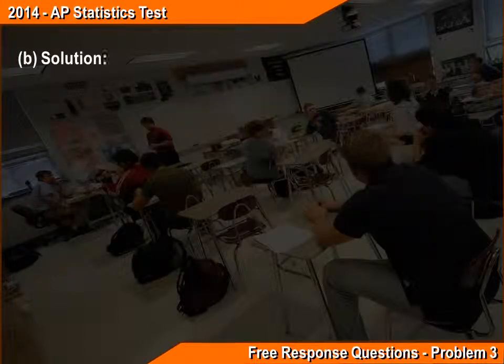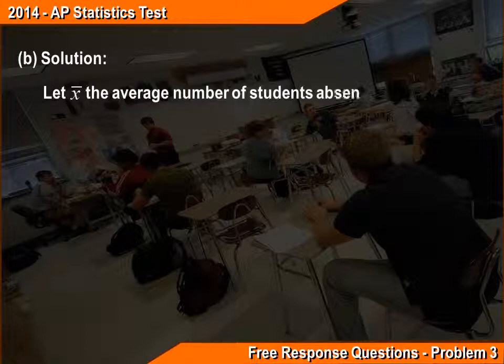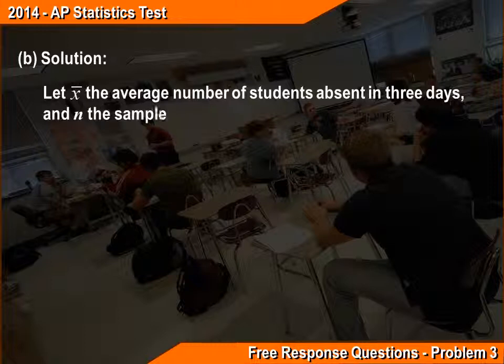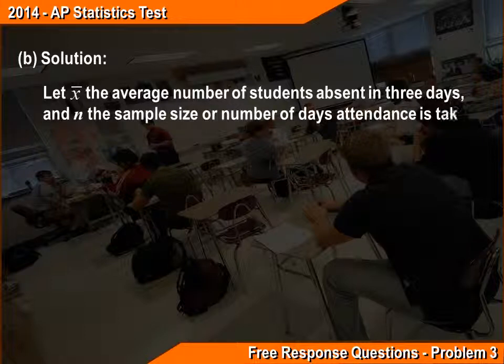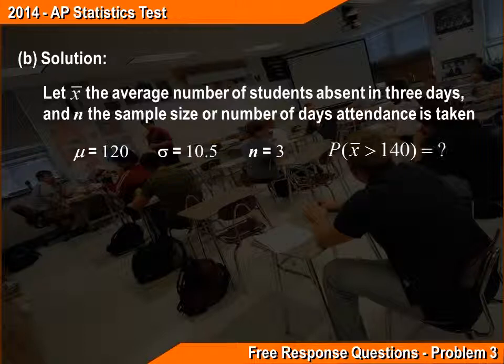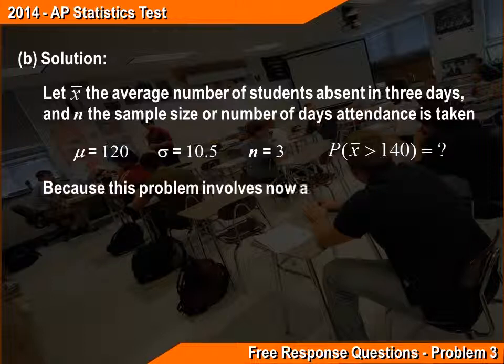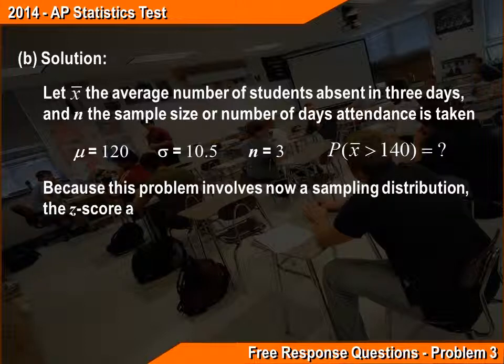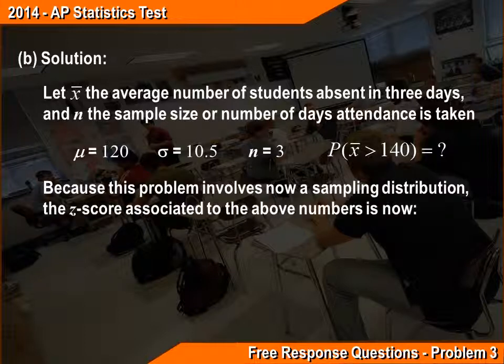To answer this question, let the variable x bar represent the average number of students absent in 3 days, and n the sample size or number of days attendance is taken. The mean is again 120, the standard deviation is 10.5, n equals 3, and the probability of x bar more than 140 has to be calculated. Because this problem now involves a sampling distribution, the Z-score associated to the above number is now different. Plug in the corresponding values.